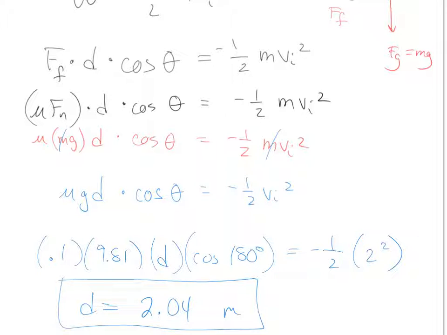Very good. Remember, cosine 180 is just -1. That cancels the negative here. A half of 4 is 2. So it's really just 2 divided by the product of 0.1 and 9.81, which is just 0.981. So 2 over 0.981. Okay, 2.04 meters. 2.04 meters is about 6 feet. This is a reasonable answer.